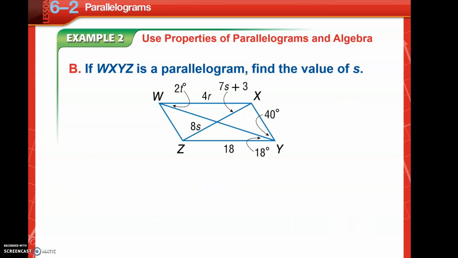Find the value of s. So s is on this diagonal, and what we know about diagonals is that they're bisected by each other. So that means 7s plus 3 equals 8s. And then go ahead and solve for s. s equals 3.